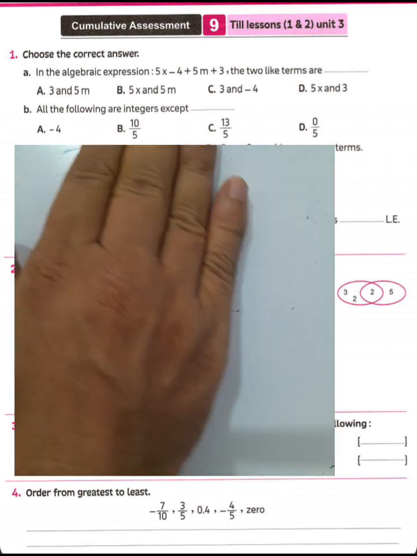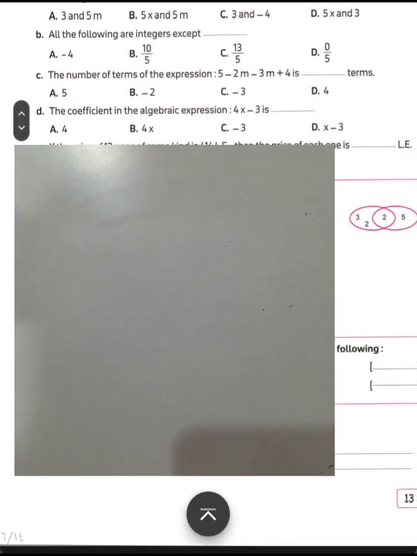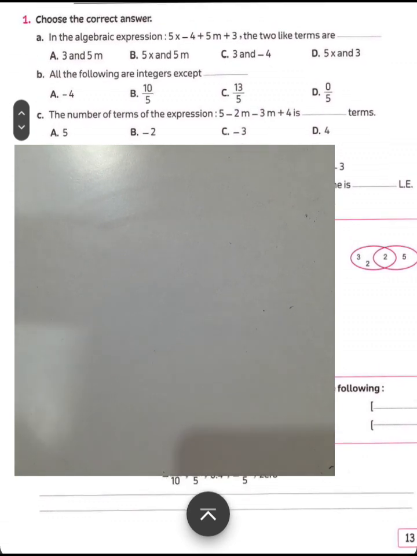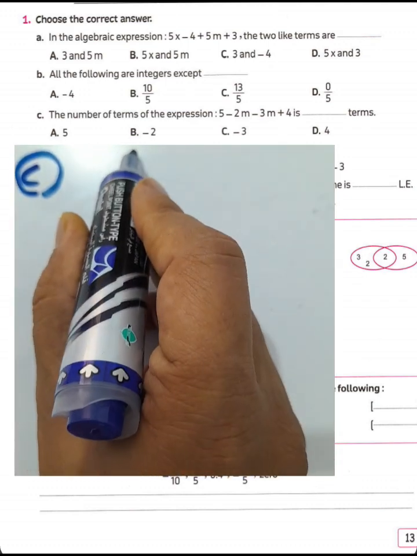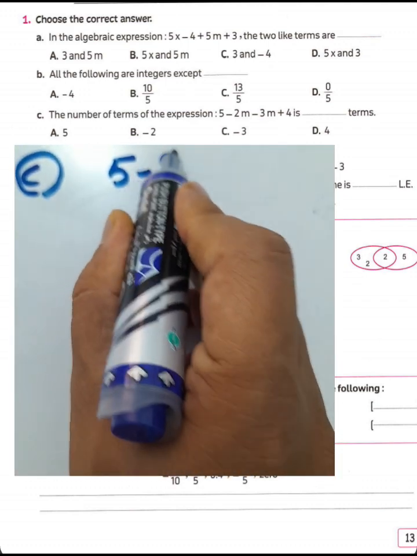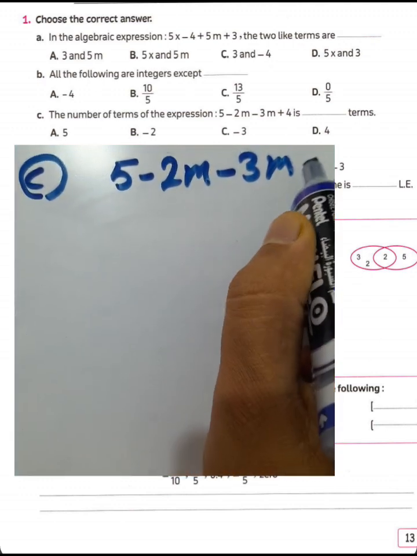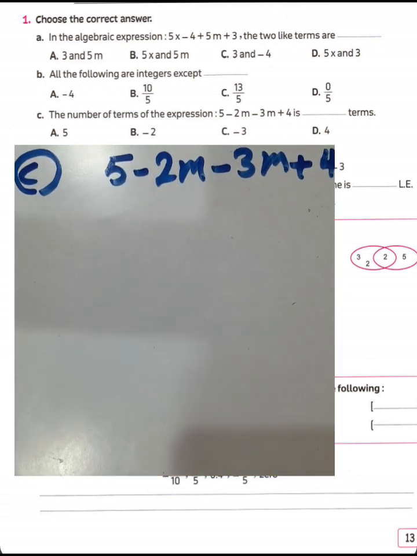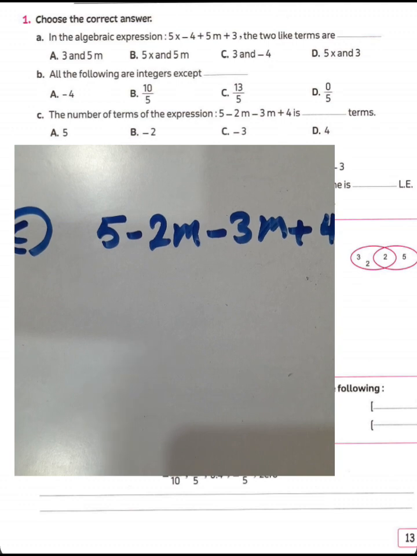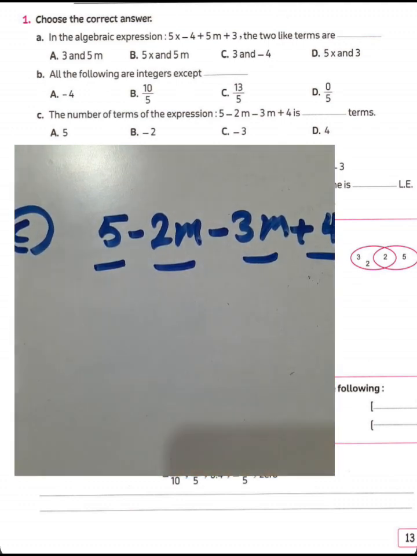Look at question letter C. The number of terms of the expression 5 minus 2m minus 3m plus 4. You want to find what? The number of terms. Can you count with me here? We have 1, 2, 3, 4. 4 terms.